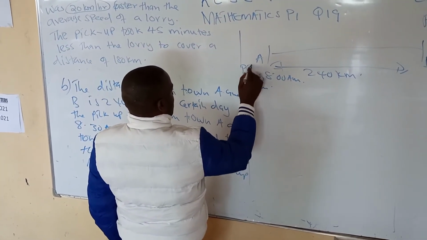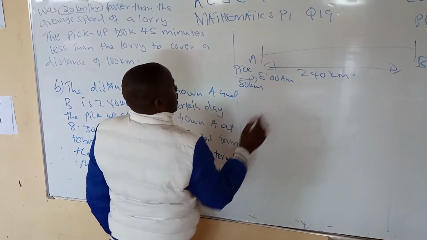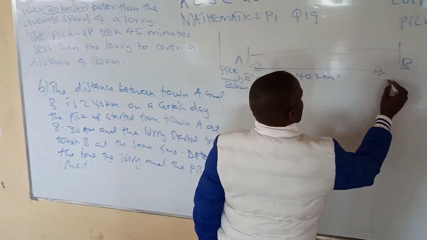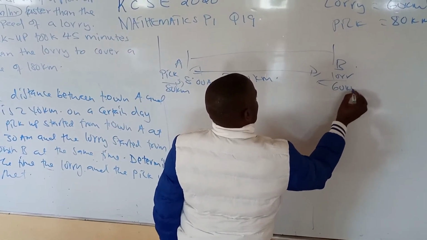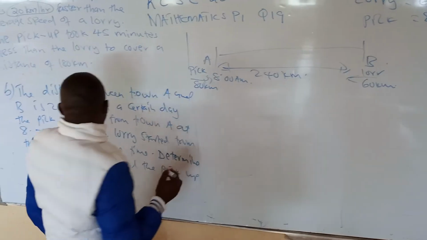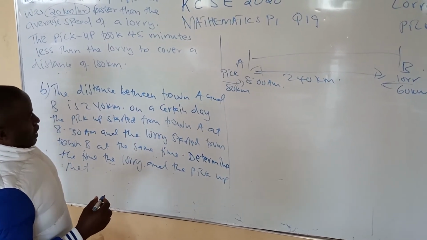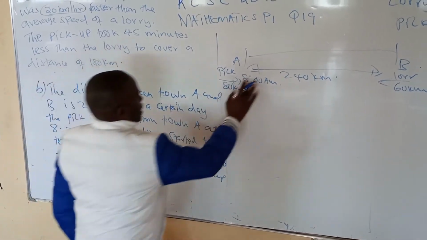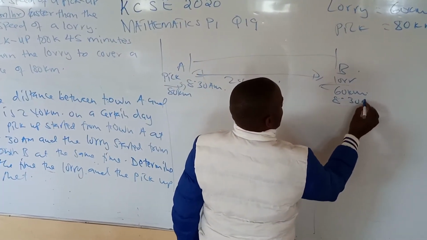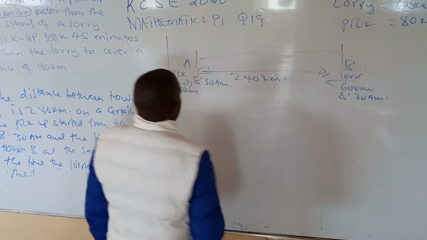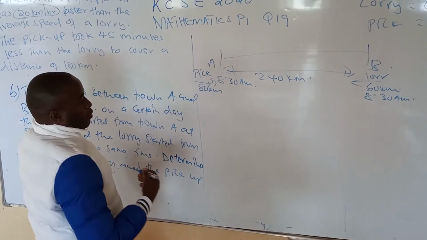So this is the pickup, and the pickup was moving at 80 kilometers per hour. And at the same time, the lorry started from here, and we know it was going at 60 kilometers per hour. The time of the day when the two met, it started at 8:30 a.m. Now, we need to find the time taken for them to meet.